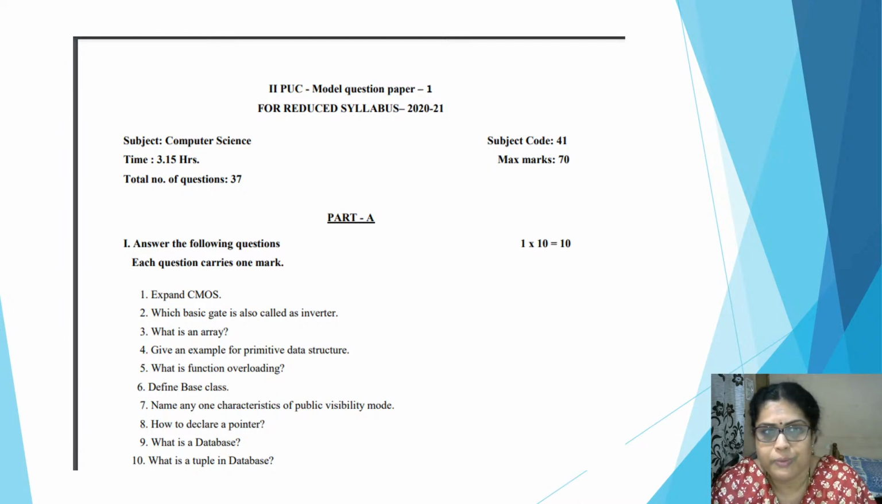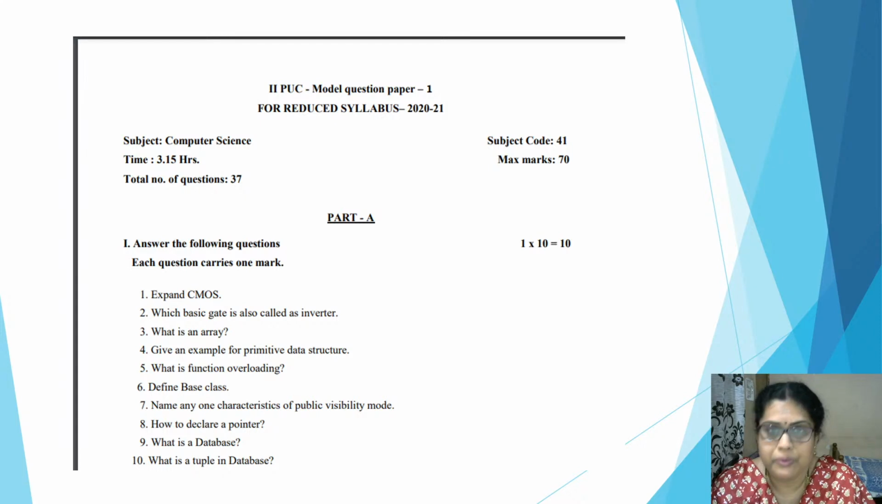The set of questions that we have here: first question, expand CMOS. Second, which basic gate is also called an inverter. Third, what is an array? Fourth, give an example for primitive data structures. Fifth, what is function overloading? Sixth, define base class. Seventh, name one characteristic of public visibility mode. Eighth, how to declare a pointer. Ninth, what is a database? And tenth, what is a tuple in a database?